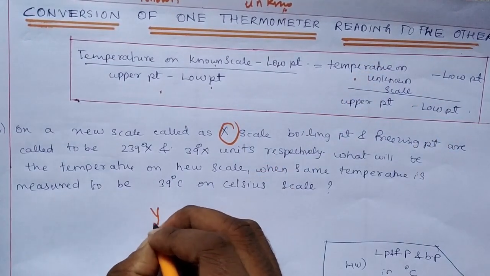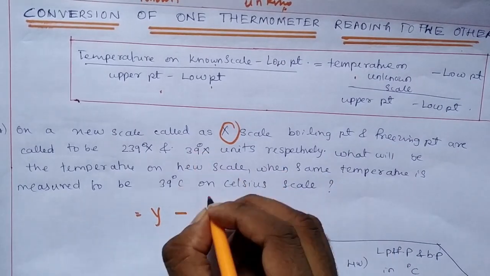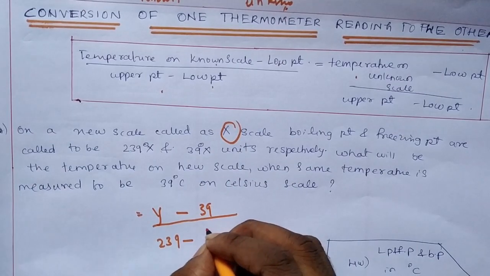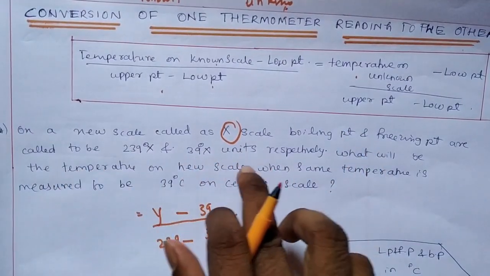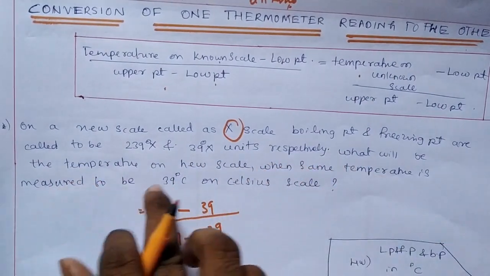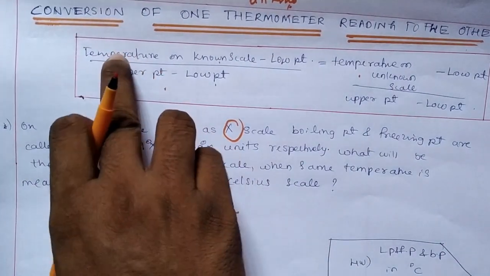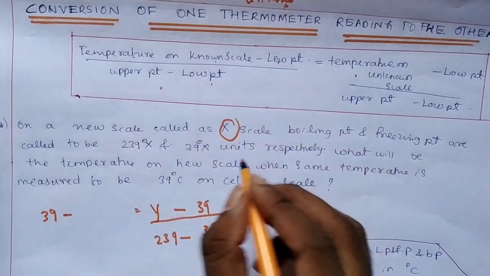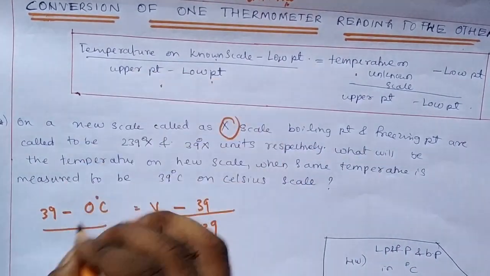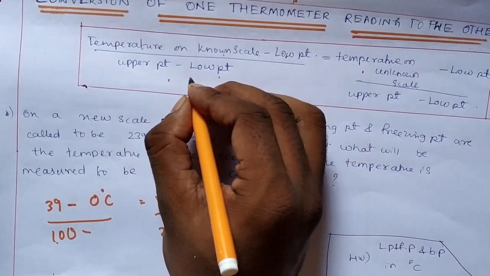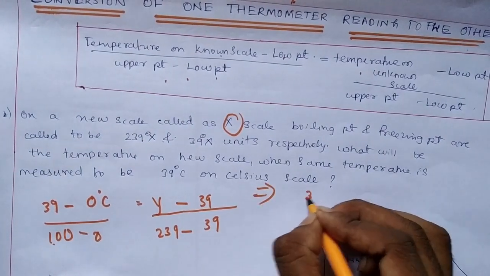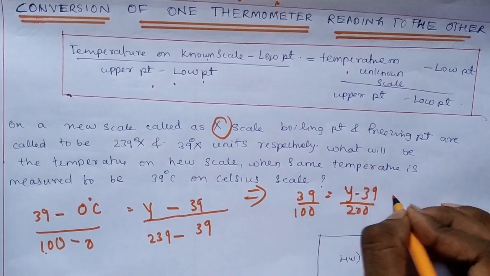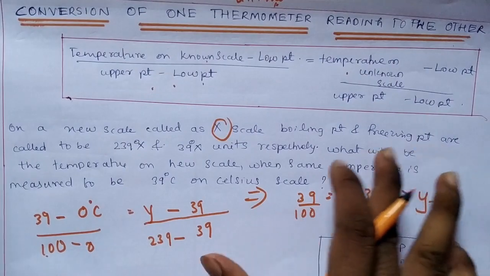Okay, I will take it as Y, the temperature of unknown scale, minus lower point, what they have given, 39, isn't it, divided by upper point, they have given it as 239, minus lower point, again 39, respectively. What will be the temperature on the new scale, that is Y, when the same temperature is measured to be 39 degree Celsius on the Celsius scale. See, they have given the temperature of the same condition, same observation, on the Celsius scale, that is 39, isn't it? 39 minus the lower point on the Celsius scale, that is 0 degree Celsius, divided by the upper point on the Celsius scale, that is 100, minus again the lower point, 0. From this equation, you get 39 by 100 is equal to Y minus 39 divided by 239 minus 39, which is 200. Okay, you have to calculate what is Y, and you will get the formula.